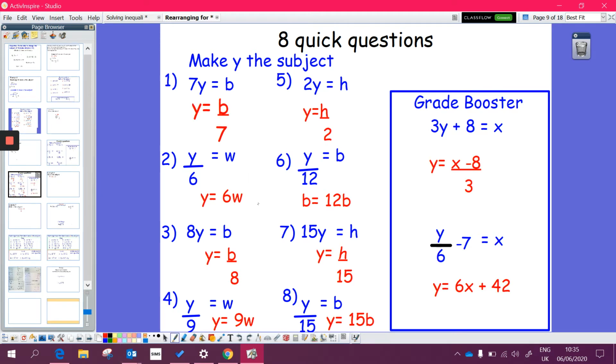And here are your answers. Oh, I do have the answers to those. So if you've had a go at those and got those right as well, well done. Again, just mark those, see how well you've done. And then again, we'll move on to the ones that I like, the grade booster, where we have to do a couple of different steps.